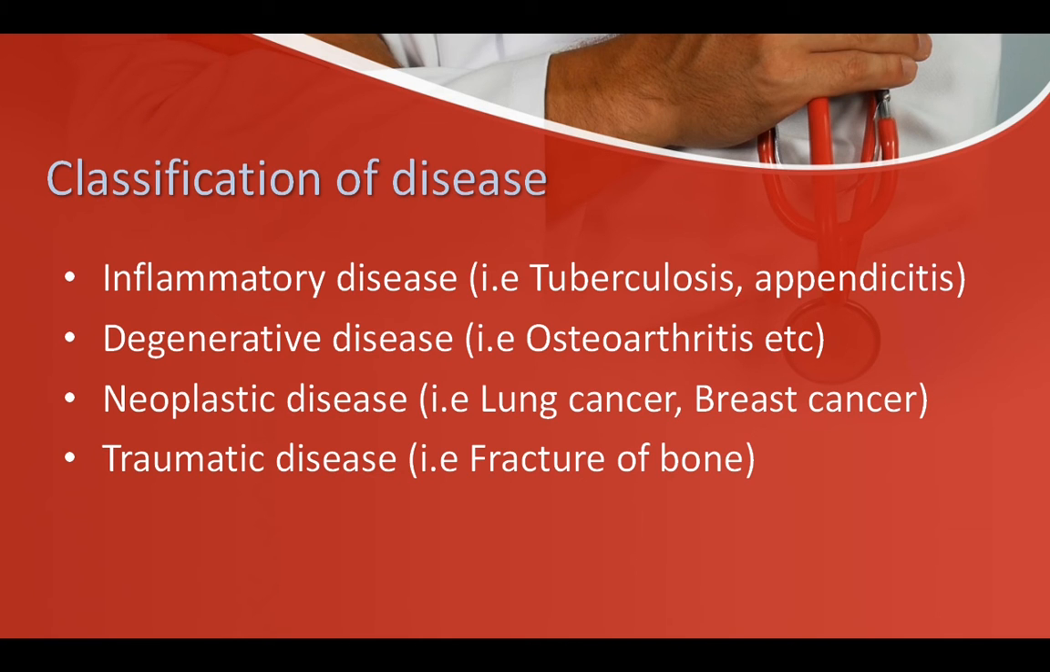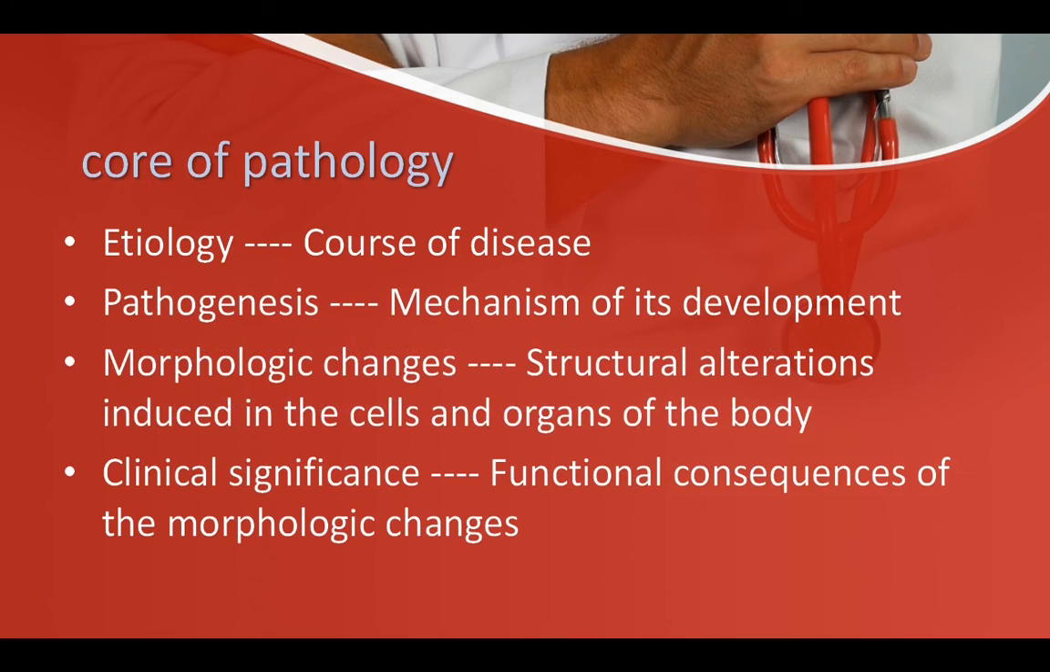Fourth, traumatic disease. Core of pathology: etiology, the cause of disease; pathogenesis, the mechanism of its development; morphologic changes, the structural alterations induced in the cells and organs of the body; clinical significance, the functional consequences of the morphologic changes.